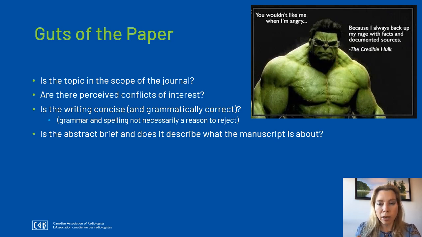The grammar is not as important because that can be fixed, but is the writing concise? Often, particularly in the discussion, authors may go on and on about topics that are not necessarily specific to the results that they are presenting. So are they being concise, and is there a way for us as the reviewer to help them become more concise?